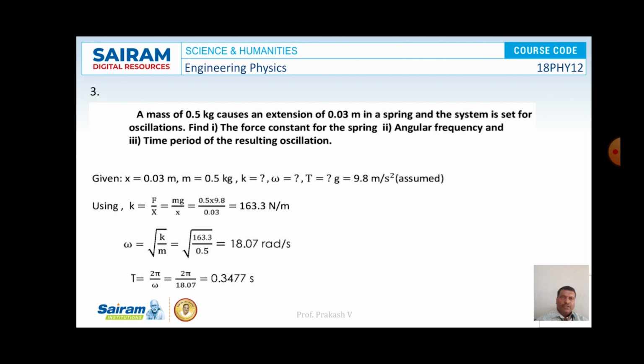So substitute the value of k and m, then we will get omega is equal to 18.07 radians per second. And the period T is equal to 2 pi by omega, that is equal to 2 pi by 18.07. So on simplification we will get the value of T as 0.3477 seconds.